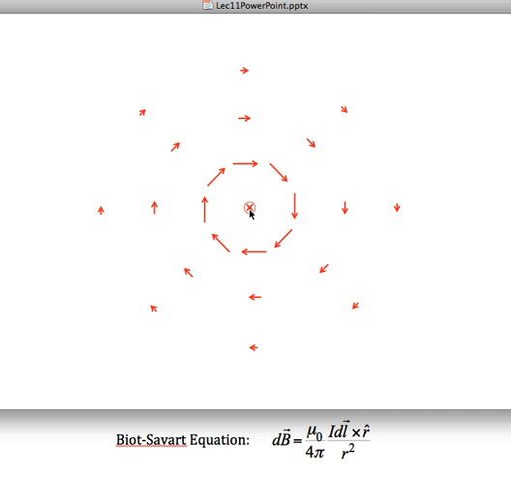What if the current was in the opposite direction? Here's an arrow that points away from me, showing the view from the top if the current was going down, or a view from the bottom if the current's going up. But in any case, the current here is into the screen, and your right-hand rule shows you that the magnetic field circulates around clockwise.